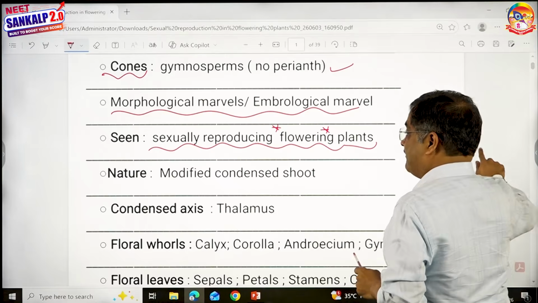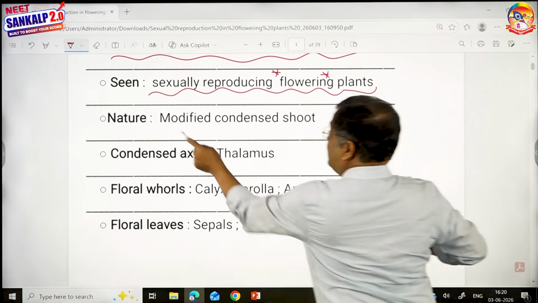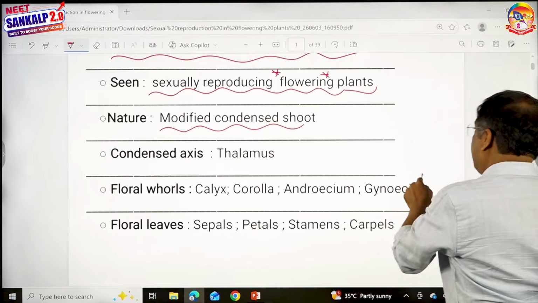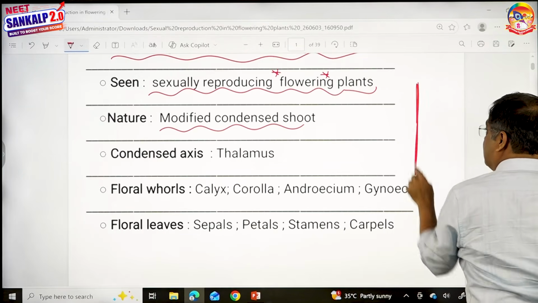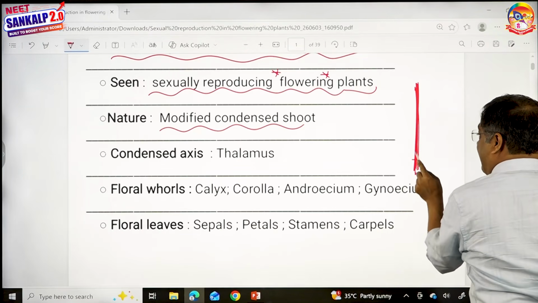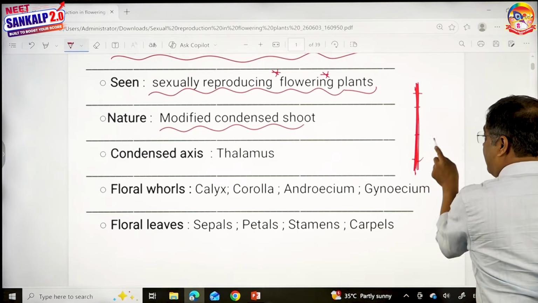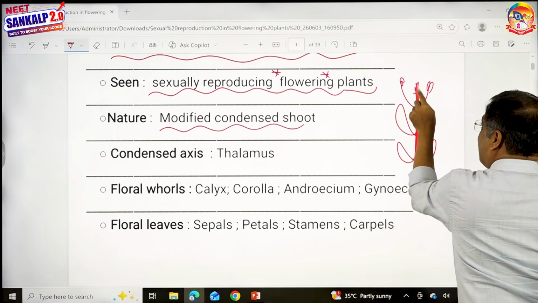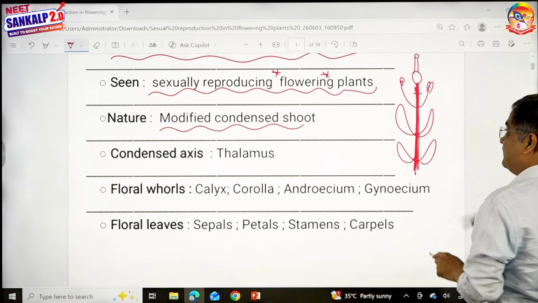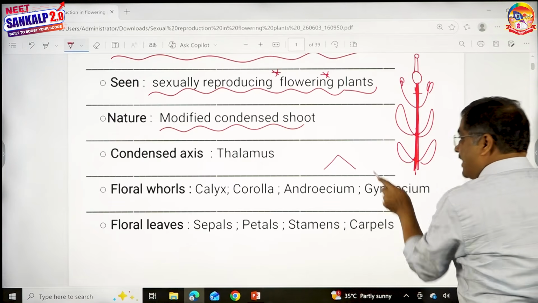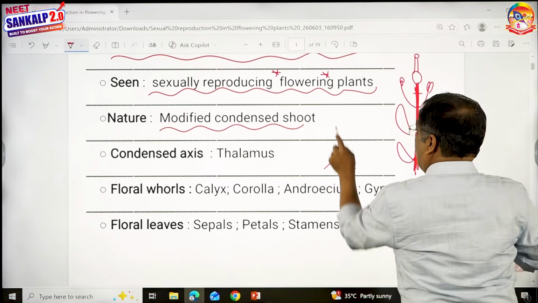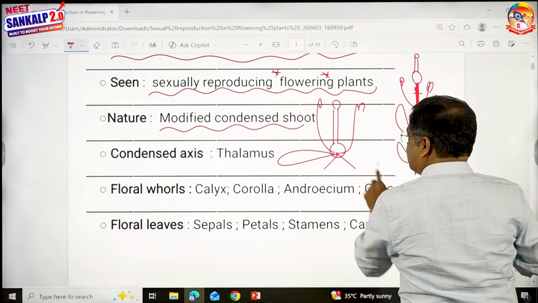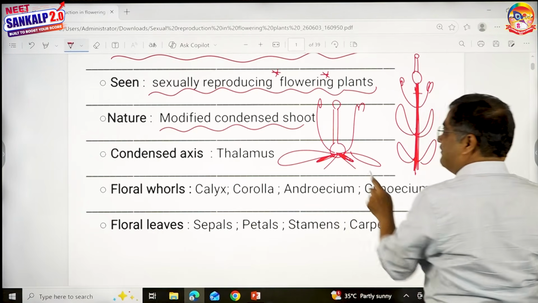Sexually reproducing flowering plants. Nature, it is modified condensed shoot. Why I say shoot? We already discussed in flower chapter. This is the stem. The stem should have nodes, 4 nodes. The first node contains sepal, second node petal, third node stamen, and fourth node carpel. This long stem becomes condensed. Then all the floral parts appear to arise from the same point, as you could see here. Then this is said to be a flower.